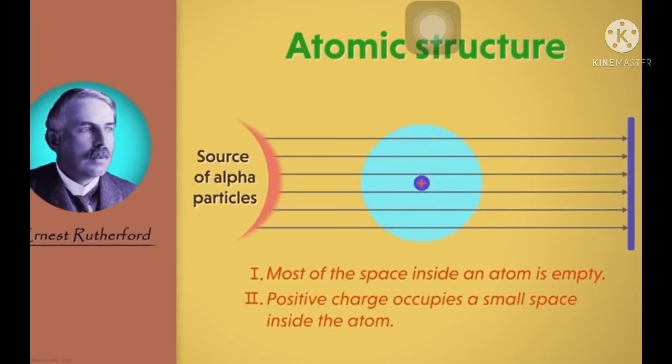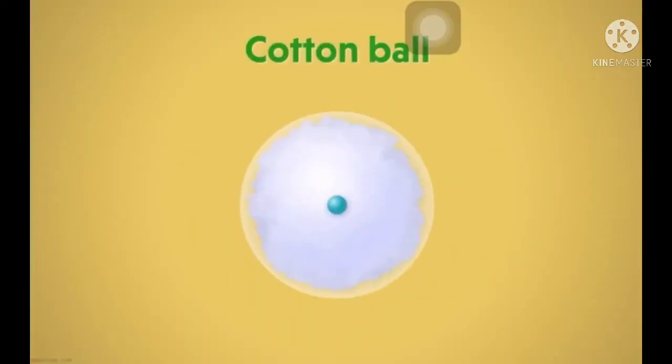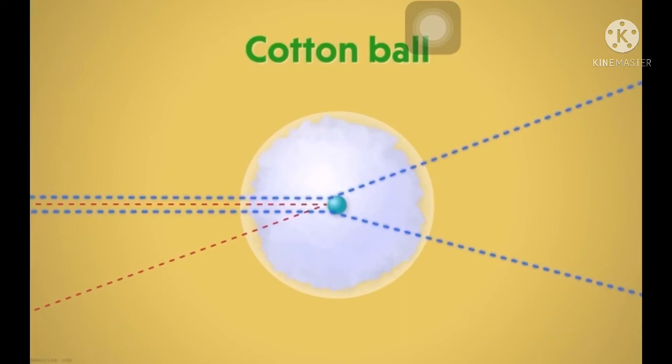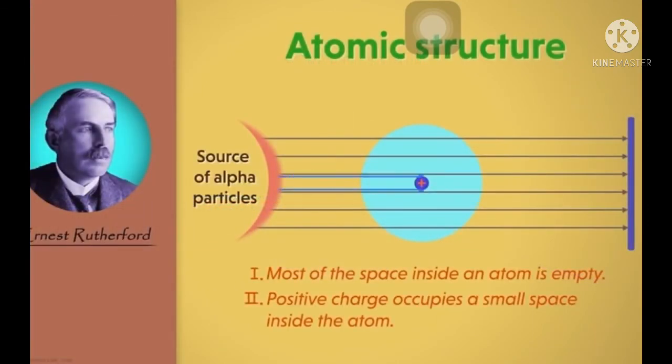Positive charge occupies a small space inside the atom. Now why did he think so? Let us see the cotton ball example again. Look at the second and the third case. The bullet gets deviated on hitting the edge of the sphere, and it will rebound when it hits the center. So the same explanation holds true for the experiment.